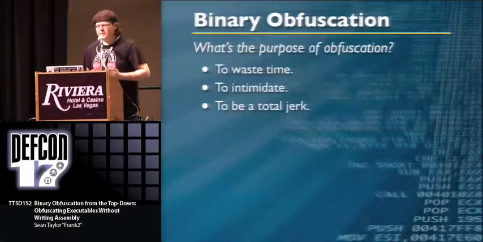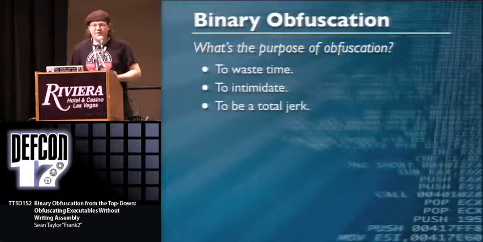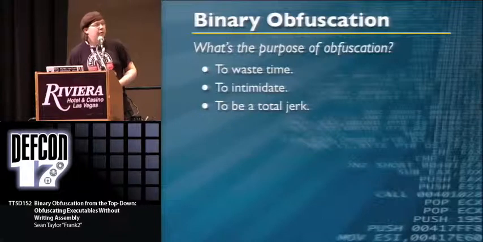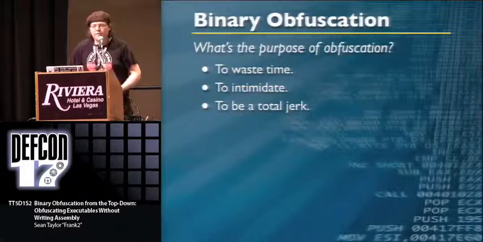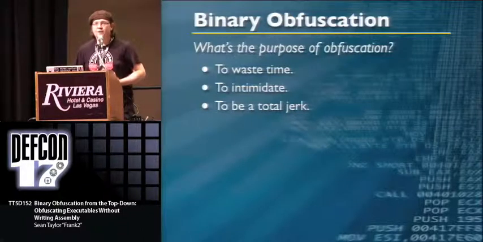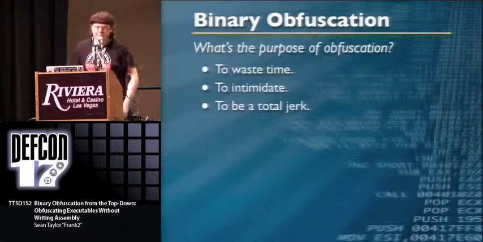So let's talk about the purpose of obfuscation. The entire gist of obfuscation is to be an asshole. You don't want anybody to read what your code is. You just want to be a complete dick. You don't want them to read your code. You want to send them into alcoholism. You don't want them to be able to read your code whatsoever. You're basically just trying to be a jerk. You're trying to waste time. You're trying to intimidate them. You're trying to make them think that they won't be able to read your code at any chance whatsoever.